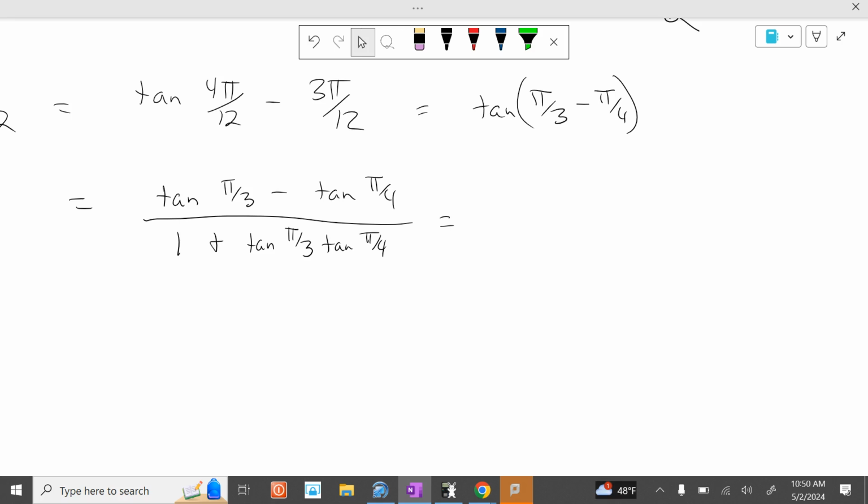Tangent of pi over 3. So if we look at pi over 3 and we go sine over cosine, it's the square root of 3 over 2 over 1/2. The 2s cancel, so it's the square root of 3 over 1, which is just plain and simple square root of 3. That's why I like pi over 3 better than pi over 6, because it's not a fraction. What's pi over 4? 1. Then it's 1 plus square root of 3 times 1, which is square root of 3 minus 1 over 1 plus square root of 3.